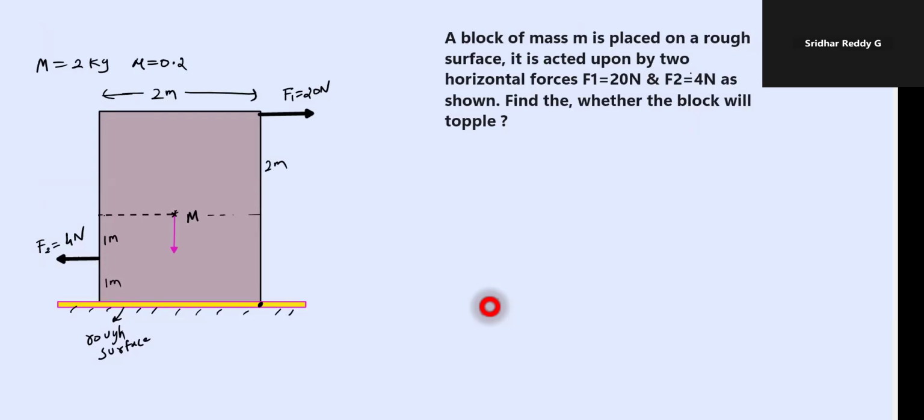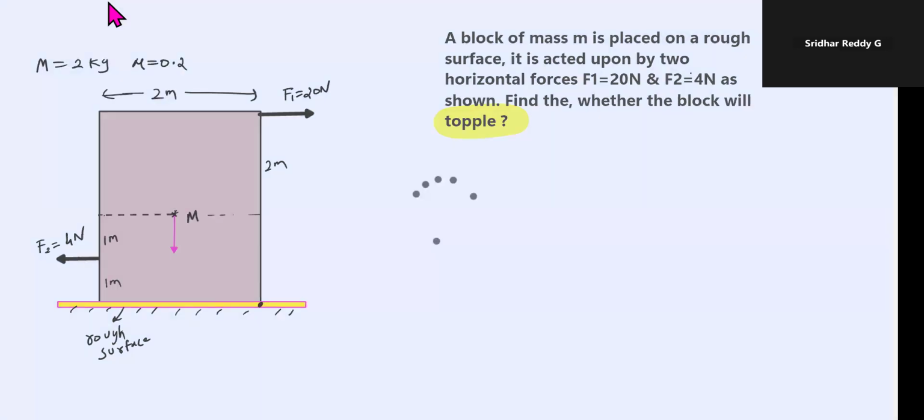Okay, I have one more problem. Here, a block of mass m is placed on a rough surface. It is acted upon by two forces, 20 Newton and 4 Newton. Find whether the block will topple. I think the same idea as earlier. We have to check whether it will undergo toppling or not.